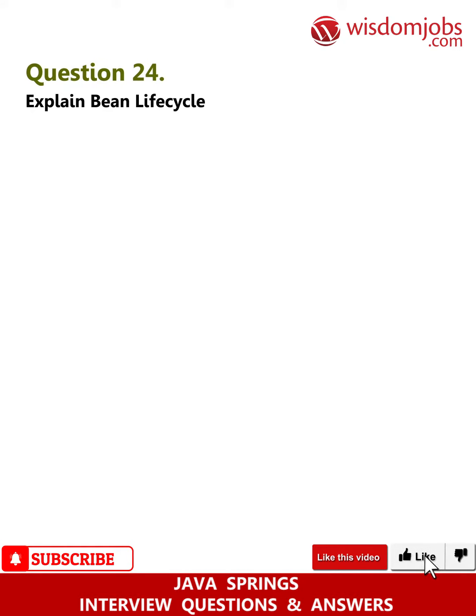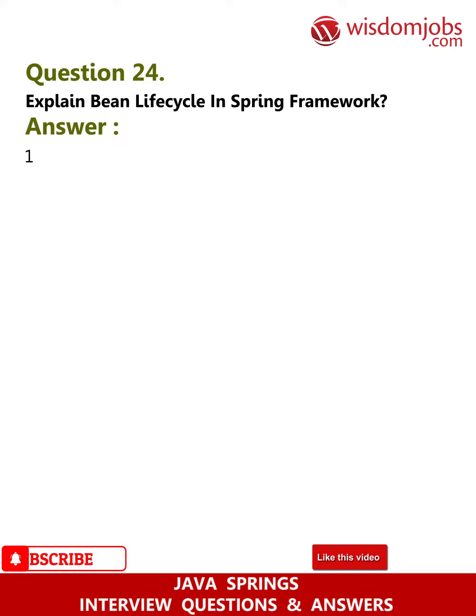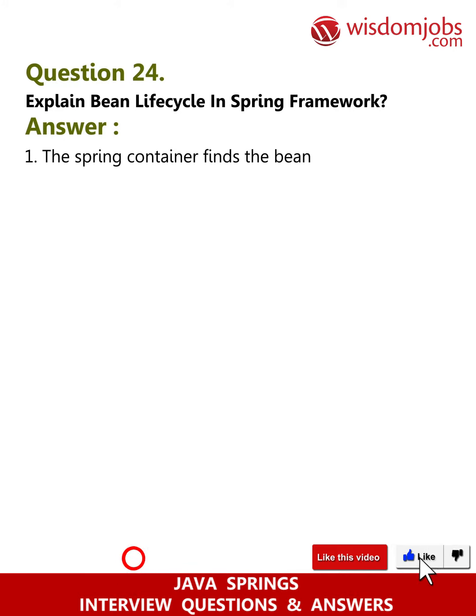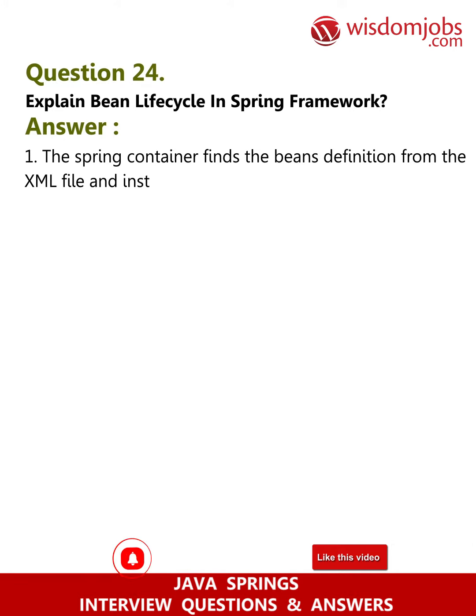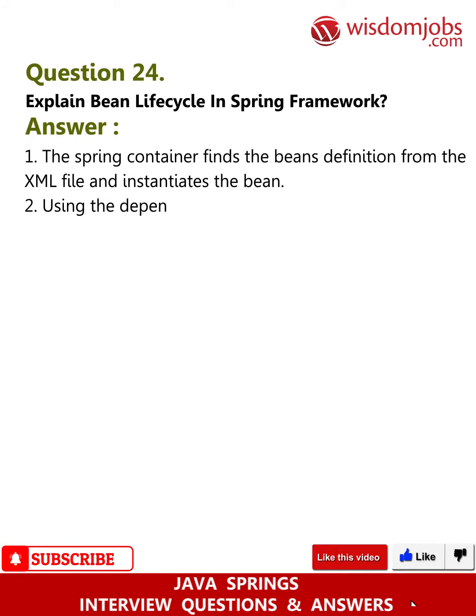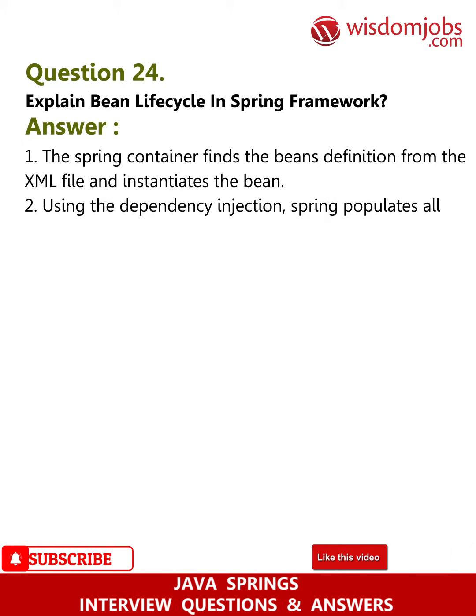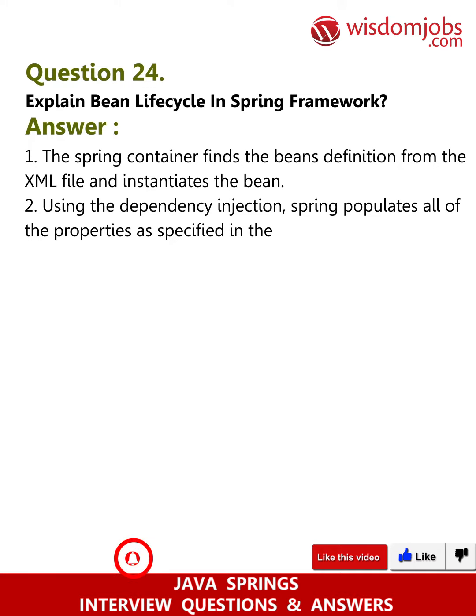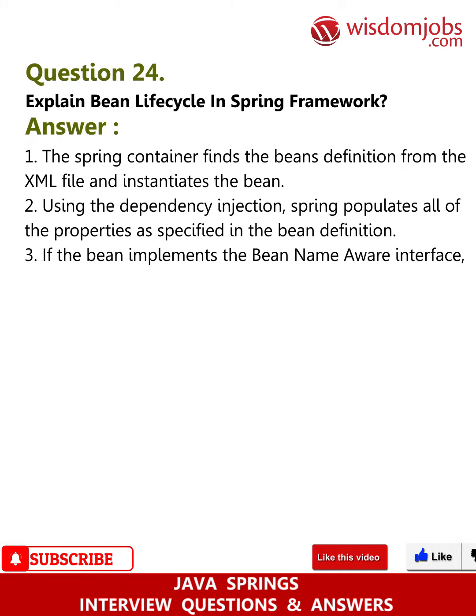Question 24. Explain bean lifecycle in Spring Framework. Answer. 1. The Spring container finds the bean's definition from the XML file and instantiates the bean. 2. Using dependency injection, Spring populates all of the properties as specified in the bean definition. 3. If the bean implements the BeanNameAware interface, the factory calls setBeanName, passing the bean's ID.